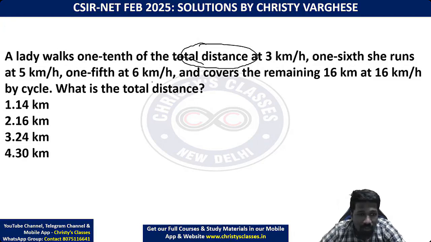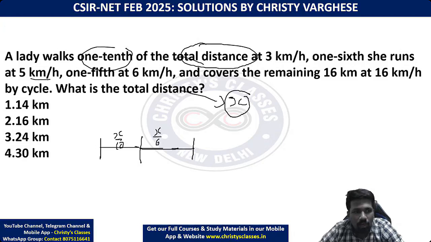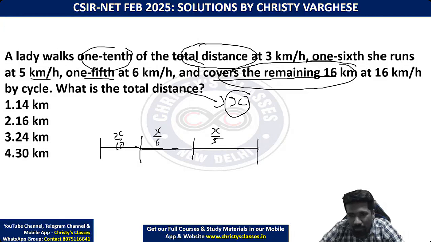So the easiest way is not elimination here. Here, 1/10 of total distance. So total distance is the final unknown. So let x be the total distance. So x by 10 distance 3 किलोमीटर पर आवर स्पीड में ट्रैवल किया है. 1/6 means total distance का 1/6. So x by 6 distance 5 किलोमीटर पर आवर में 1/5 distance at 6 kilometer. 1/5 means x by 5. And covers the remaining. This is the key. बाकी distance 16 किलोमीटर है.